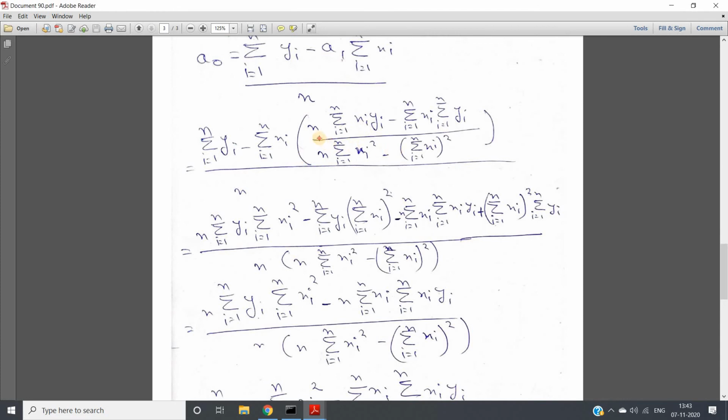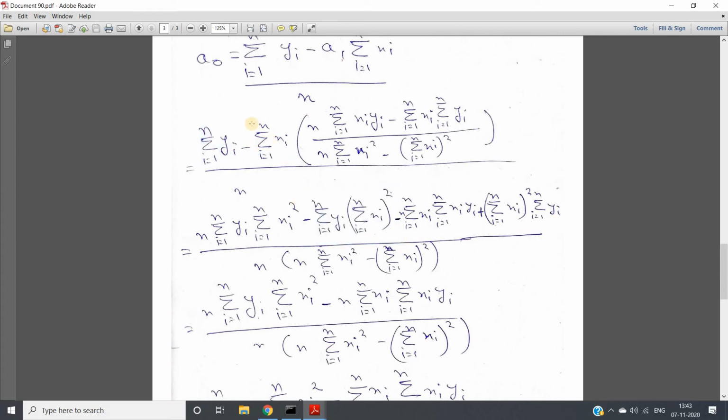Now what you can do is take the LCM with this particular term, and you will get this term. Let me just tell you once. See here, n times the summation over i equal to 1 to n of xi square, multiplied by the summation over i equal to 1 to n of yi, that is this term. Then minus the summation over i equal to 1 to n of xi, whole square, multiplied by the summation over i equal to 1 to n of yi, that is basically this term.